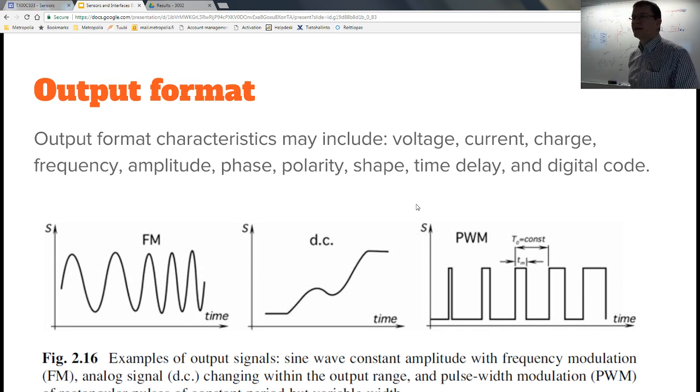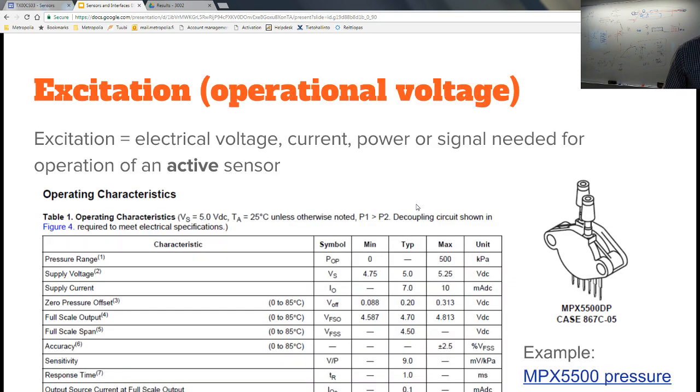Amplitude of signal, that's usually the most common. It can be even phase, polarity, or signal shape, time delay, digital code, whatever. Any signal will do as long as you can interpret it.